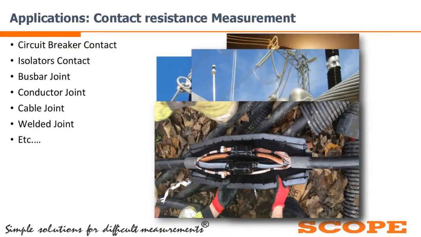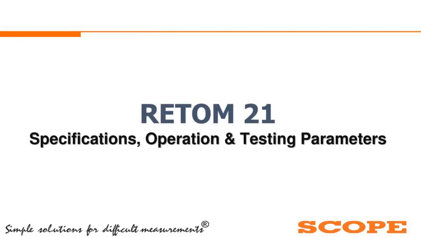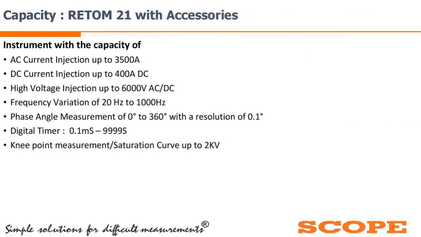So here we have seen almost all the tests that we need to carry out on a current transformer, circuit breaker, power transformers, and voltage transformers. All these tests can be carried out with the help of our single instrument test kit, that is RETOM 21. Now we will go ahead with the RETOM 21: its specifications, its operation, the testing parameters, and how to connect the RETOM 21 with the various DUTs, which we will see in upcoming slides. So we will go ahead with specifications.